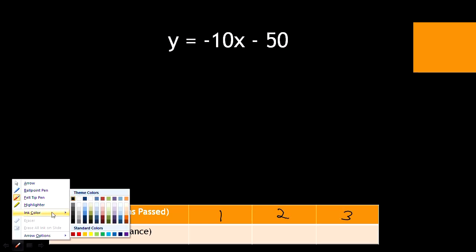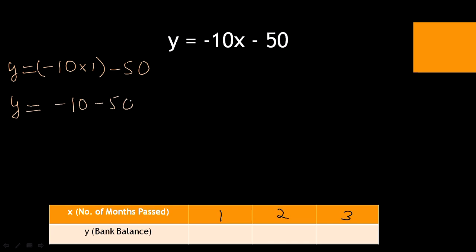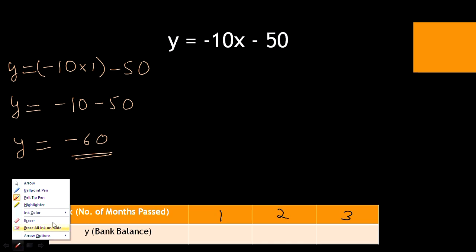So firstly, let us have a look at what the equation will be after a single month has passed. The equation becomes y equals minus 10x, x is 1, so 10 times 1 minus 50. This gives me y equals minus 10 minus 50, y equals minus 60. Raju's bank balance would be minus 60 after 1 month has passed.